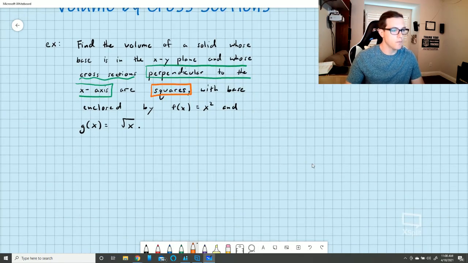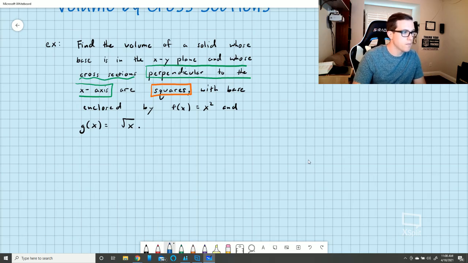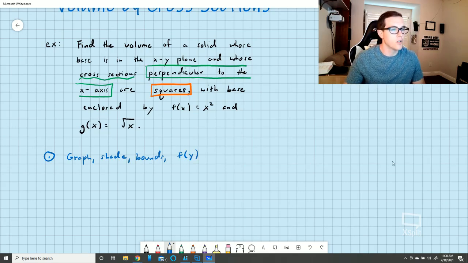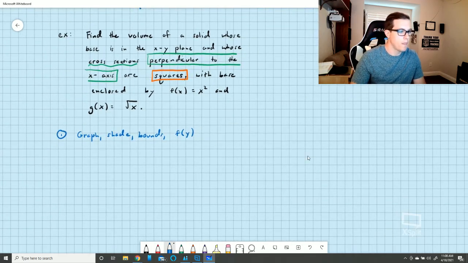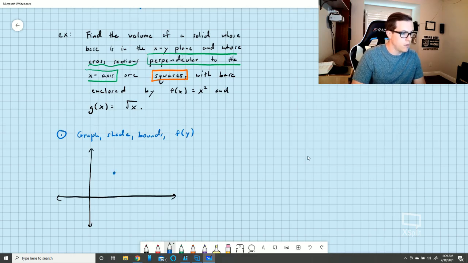So first thing you should do, step 1, is the same as always. Graph, shade, bounds, f of y's. Find all of those things. Okay. So graph, we already did that a second ago. The graph looks something like, we'll make this R1. So like this and like this.